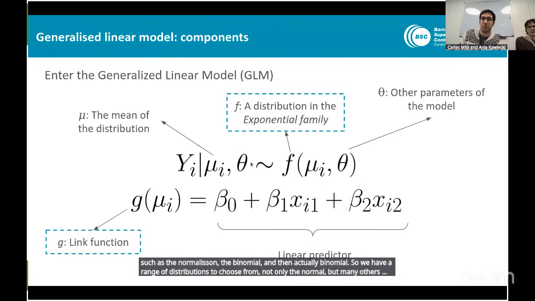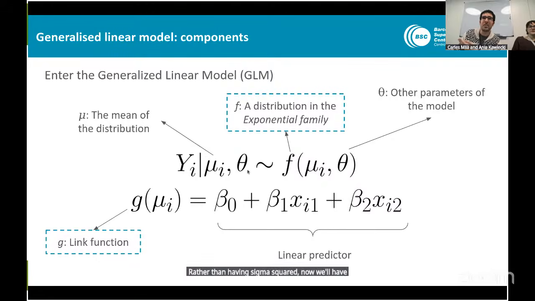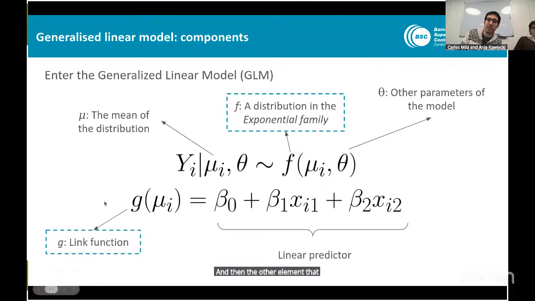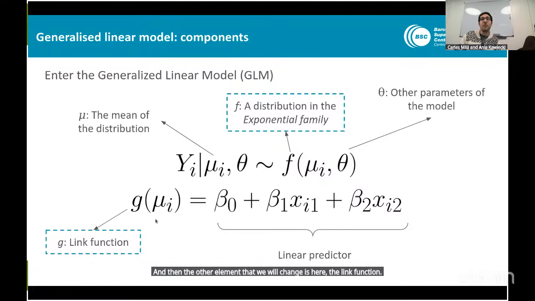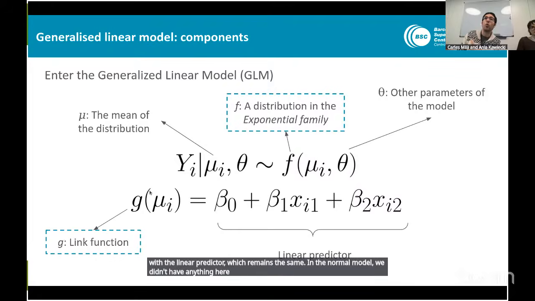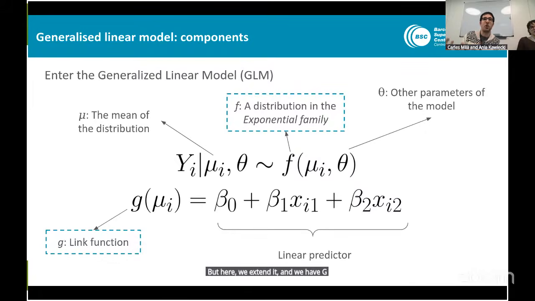Rather than having sigma squared, now we'll have theta, because theta is the parameters of the distribution that we choose, and the parameters will depend on the distribution that we choose. The other element that we will change is the link function. The link function is important because it is the function that links the mean of our cases with the linear predictor, which remains the same. In the normal model, we didn't have anything here. This is what we call an identity link function. But here we extend it and we have G, and we can choose amongst many possibilities of link functions.